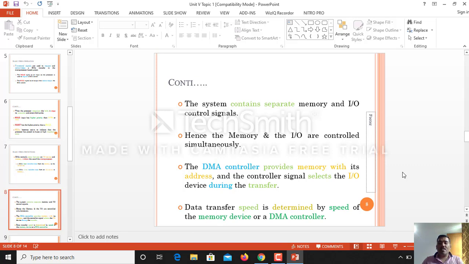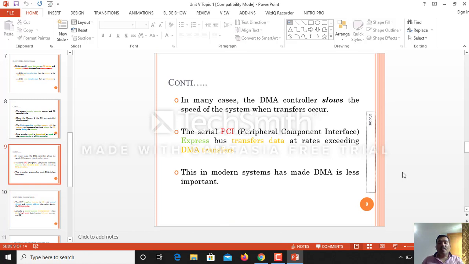Data transfer speed is determined by the speed of the memory device or the DMA controller. In many cases, the DMA controller slows the speed of the system when a transfer occurs. The serial PCI, which stands for peripheral component interconnect, Express bus transfers data at rates exceeding DMA transfers. This is why modern systems have made DMA less important.